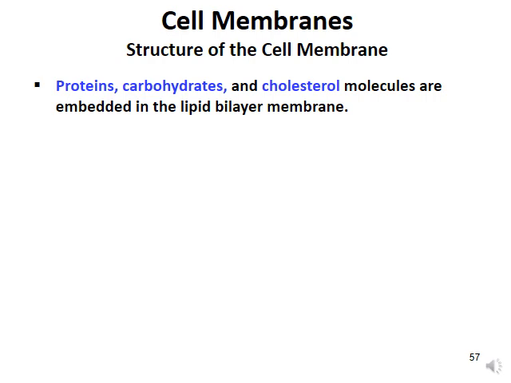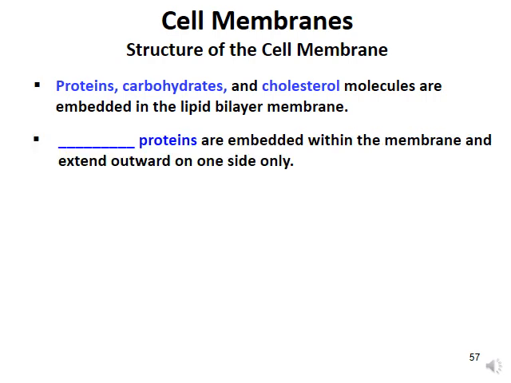Okay. Now, proteins, carbohydrates, and cholesterol molecules are embedded in the lipid bilayer. Then you have peripheral proteins. They are embedded within the membrane and extend outward only on one side. So they extend out into the environment outside the cell. Those are at the periphery on the outside. Your peripheral vision is on the outsides, right?